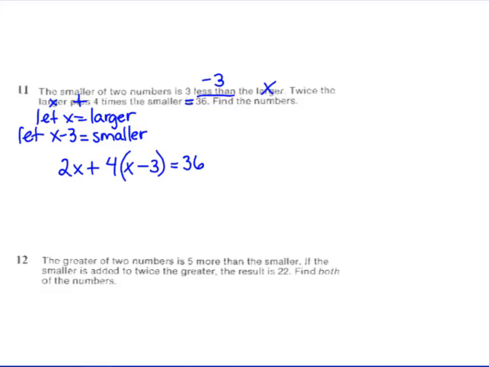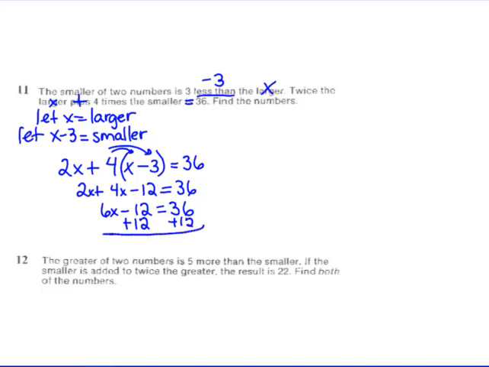So I have to distribute first. Here's a distributing question. So 4 times x, 4x, 4 times negative 3 is negative 12. 2x plus 4x minus 12 equals 36. Got like terms, so 4x and 2x makes 6x minus 12 equals 36. Now I'm down to 2 operations. I'm going to always add or subtract first. And I get 6x equals 48. And when I divide by 6 on both sides, I get x equals 8.